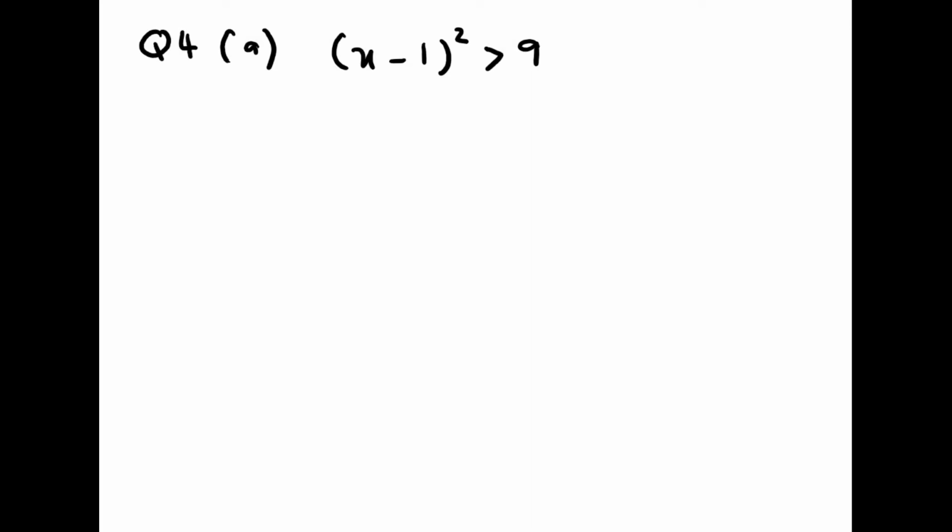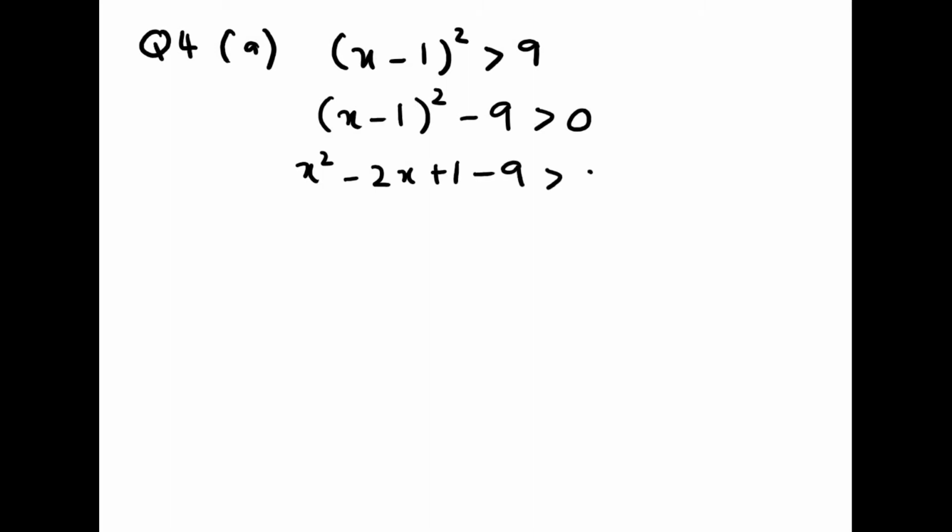Okay, so what would you do first? First thing is the same thing. You need to make your right hand side of the inequalities become 0. So you will have x minus 1 whole thing squared minus 9 greater than 0. Then by expanding the bracket, you will get x squared minus 2x plus 1 minus 9 greater than 0. So solving this part, the constant one, x squared minus 2x minus 8 greater than 0. So you will get a quadratic inequalities.